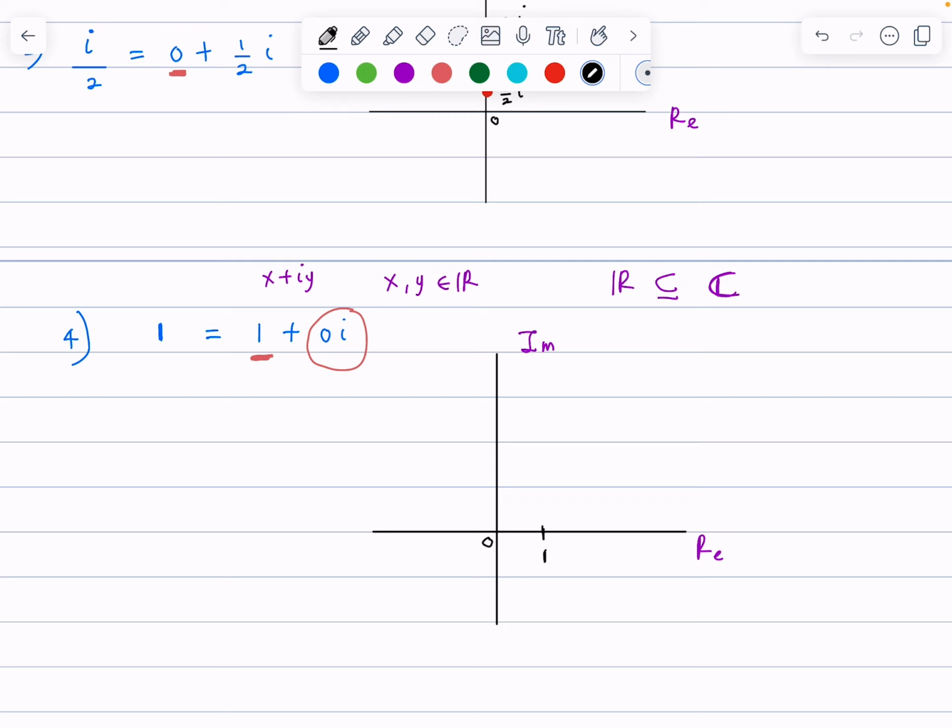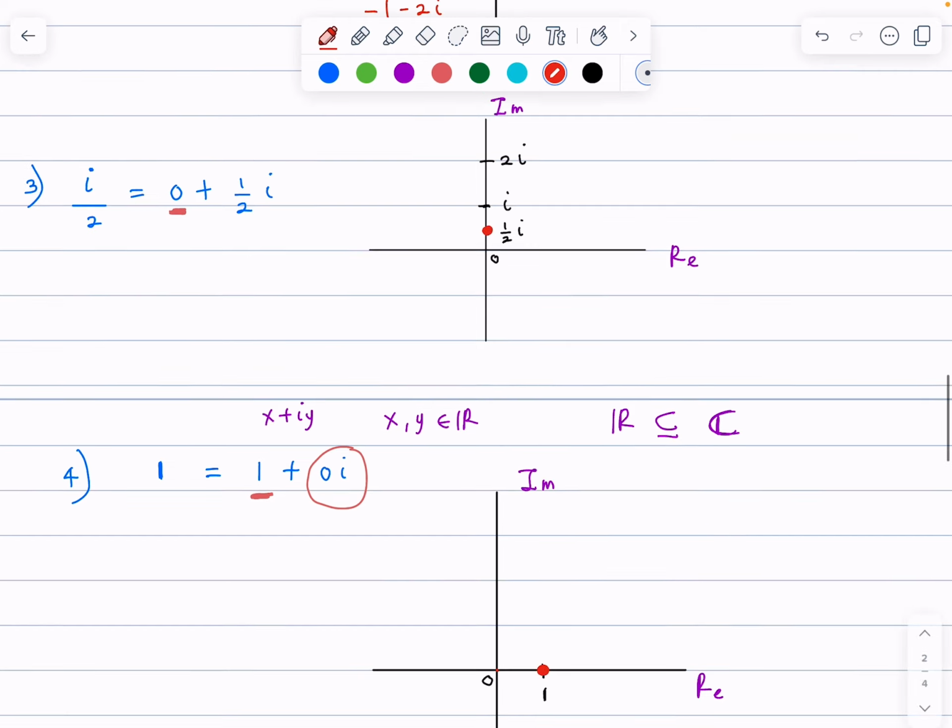Now I have 0i. This 0 here is the same thing as 0i, because 0 times anything is going to give you back 0. 0 times i will give you 0. So if I want to plot this 1 plus 0i, basically I have the 0 here, then I come to 1. So this is it.